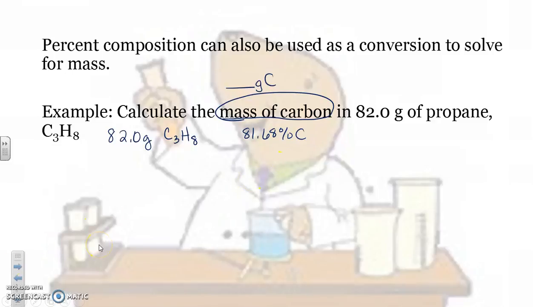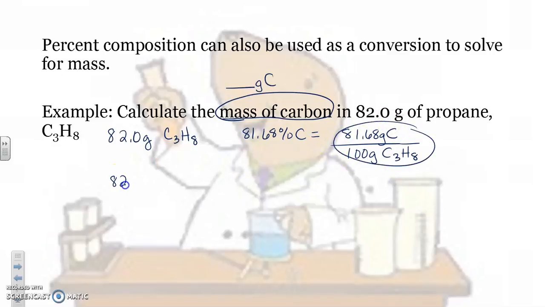All right, well, we could just assume that if this was 100 grams of C3H8, we would have 81.68 grams of carbon in 100 grams of propane. So we can use this as our conversion factor, and we would say that we have 82.0 grams of propane, C3H8, multiply it by a fraction. We want to get rid of grams of propane, so we put grams of propane here on the bottom. And we want to know grams of carbon, so we put grams of carbon on top. Well, how many grams of carbon are there in so many grams of propane? Well, there's 81.68 grams of carbon in 100 grams of propane. Grams of propane cancel, we're left with grams of carbon.